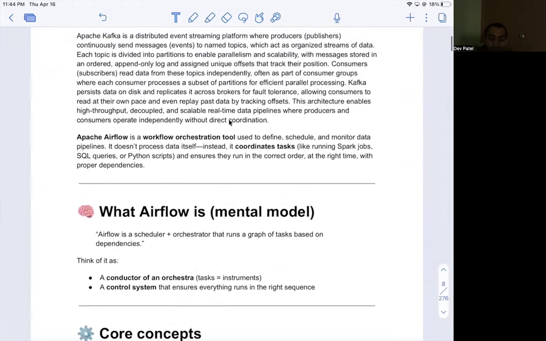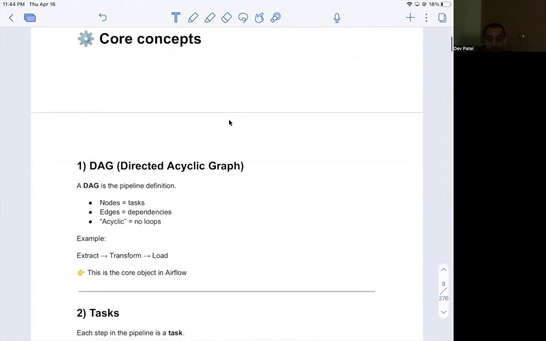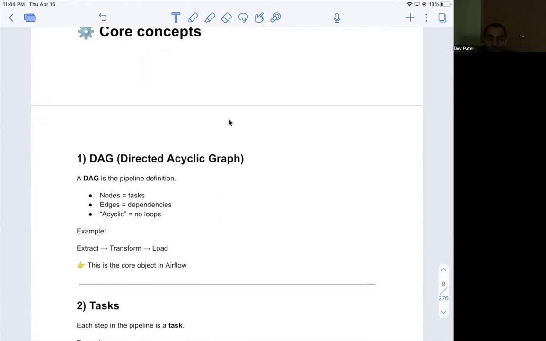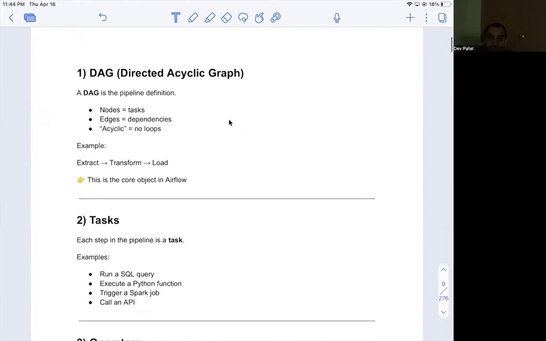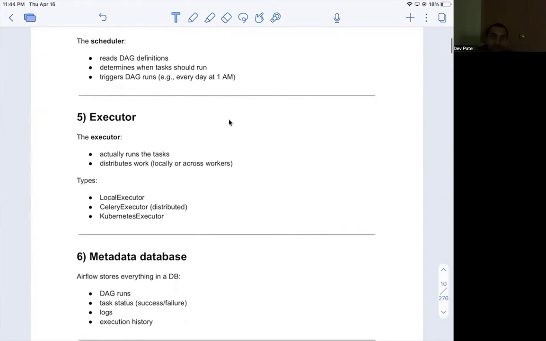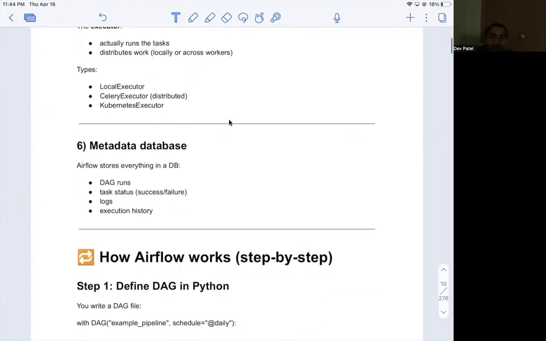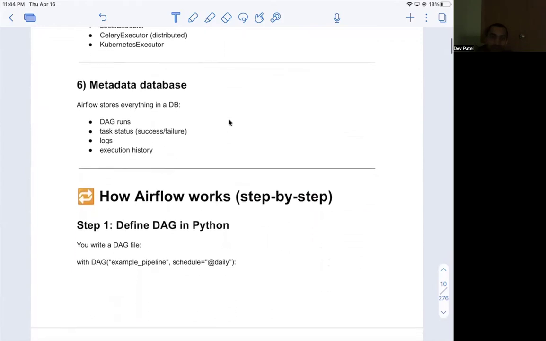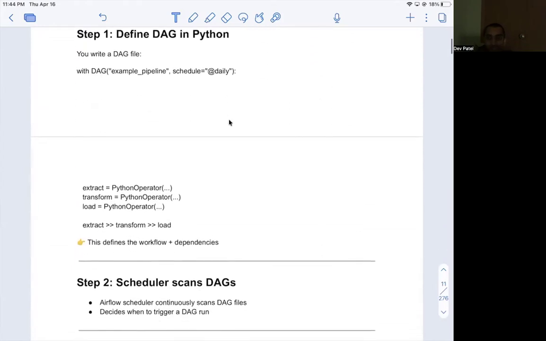Airflow is an orchestration tool that coordinates tasks, SQL queries, and Python scripts. It orchestrates and manages the execution of these DAGs, tasks, and dependencies. So we have the operator, the scheduler, the executor, which actually runs the task, and the metadata, which stores the task status, logs, and execution history.